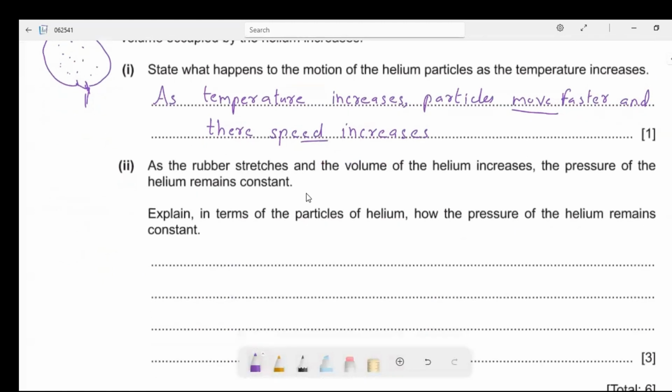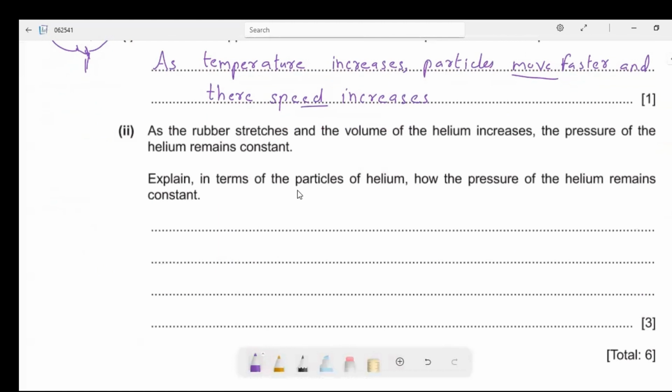As the rubber stretches and the volume of the helium increases, the pressure of the helium remains constant. Explain in terms of the particles of helium how the pressure of the helium is constant. So here pressure is remaining constant. Pressure means force by area. Pressure can be written as force divided by area. Here we can see the volume has been increased. Volume increases means that surface area is being increased.